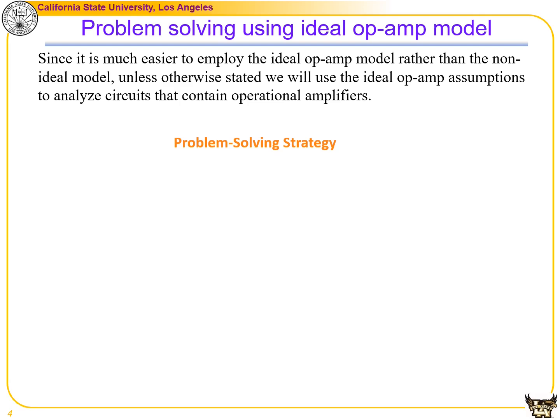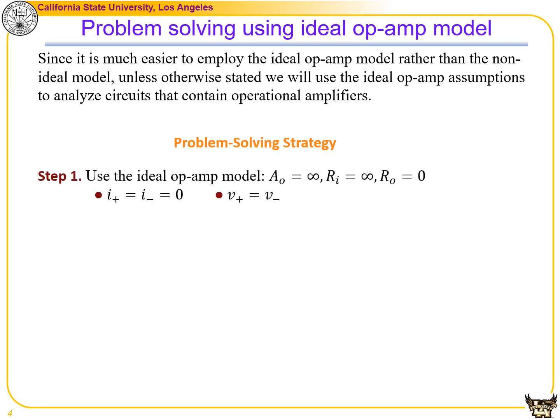The problem-solving strategy. The first step is to state that we're going to use the ideal op-amp model for analysis, where we have the assumptions of A naught equal to infinity, Ri equal to infinity, and Ro equal to 0, which implies that I plus is equal to I minus is equal to 0, and V plus is equal to V minus.